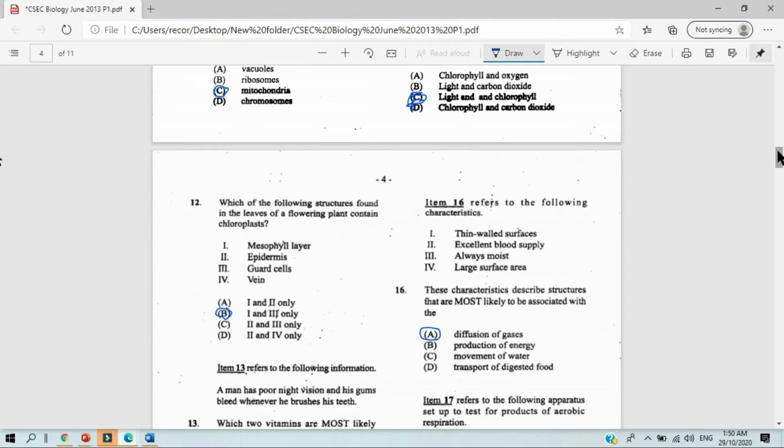Question 16 refers to the following characteristics. Thin wall surfaces, excellent blood supply, always moist, large surface area. This suggests to me we're talking here about a respiratory surface. The characteristics describe structures that are most likely to be associated with diffusion of gases. So we talk about respiratory surfaces, and those would of course be associated with the diffusion of gases. So the answer there is A.